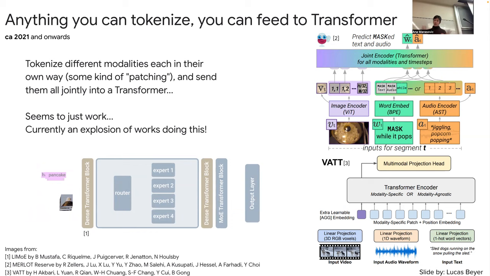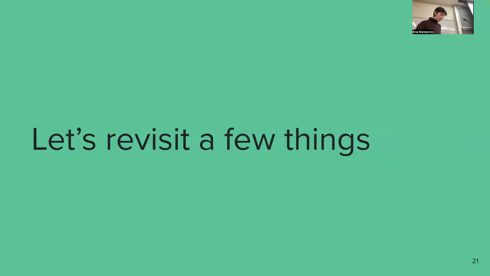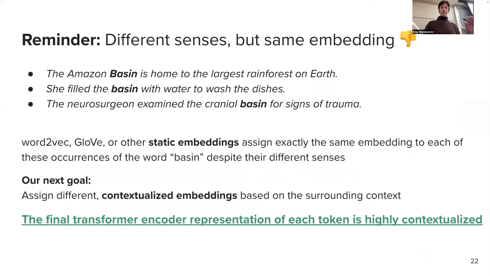Okay. So you will see transformer everywhere you go if you stick around with machine learning long enough. But I want to now take a few steps back and revisit a few things, because I have promised you that we will fix a lot of things with transformers. So let's talk about those problems we have talked about when we were talking about deep averaging neural networks.